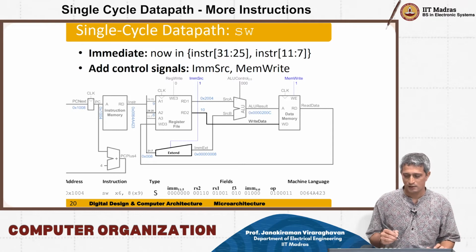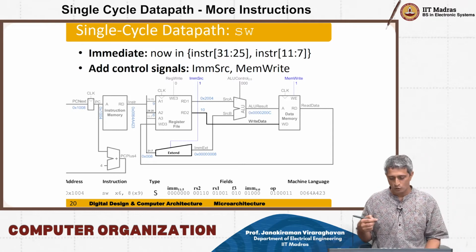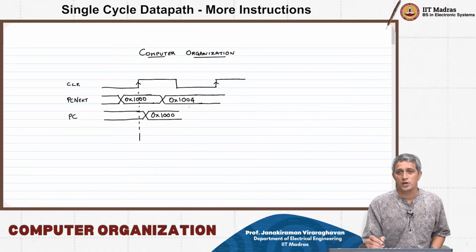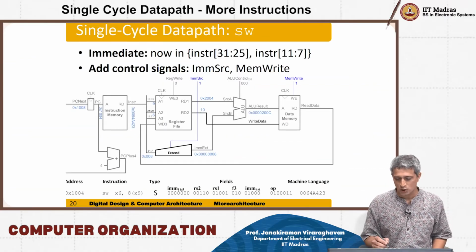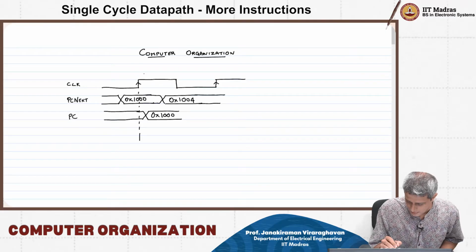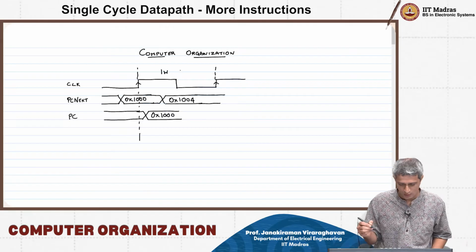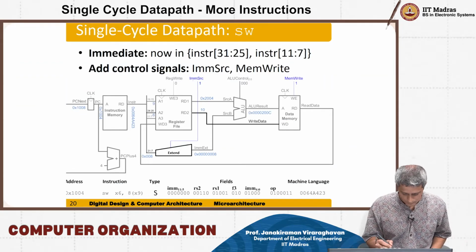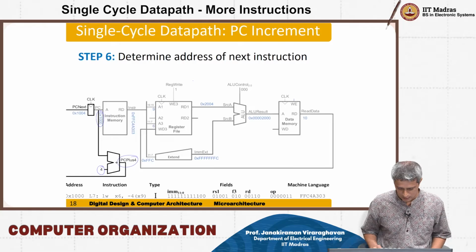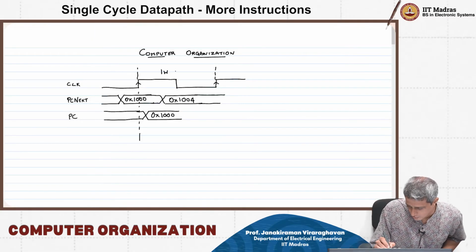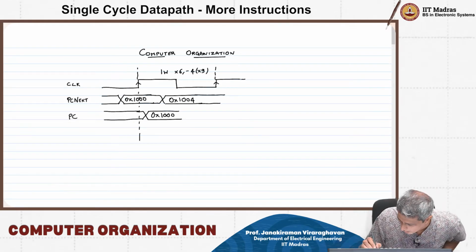What has happened is when the program counter has now become 1004, on the next clock edge, if you look at this, in this clock cycle, my load word, that instruction, load word x6, comma minus 4 of x9, was executed. Okay, now in the next clock cycle, we are going to implement the store word.